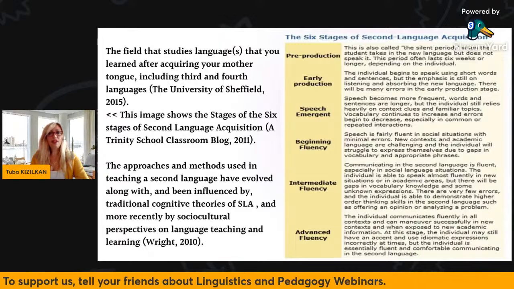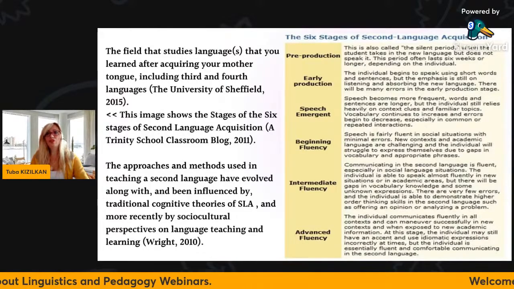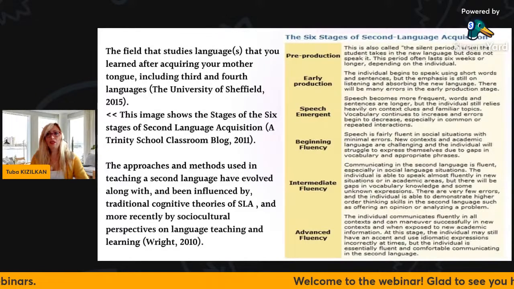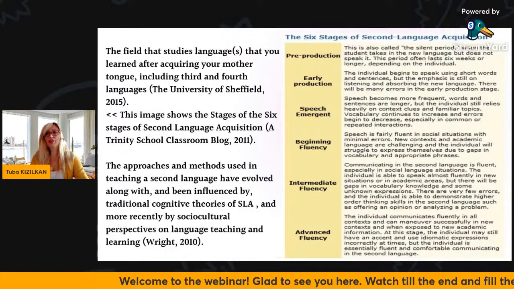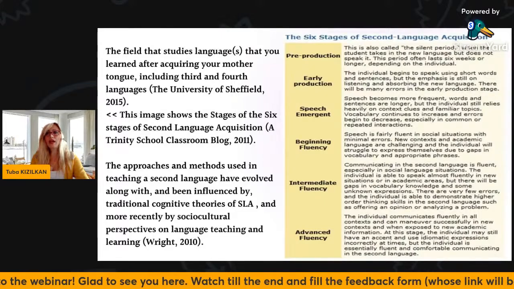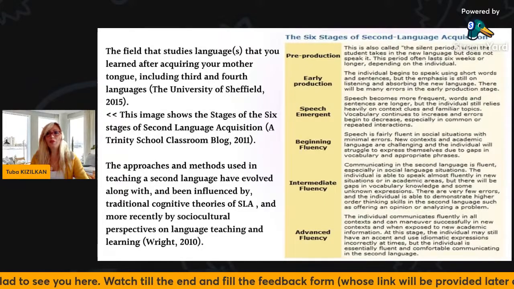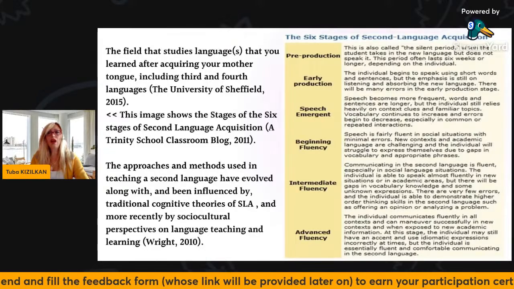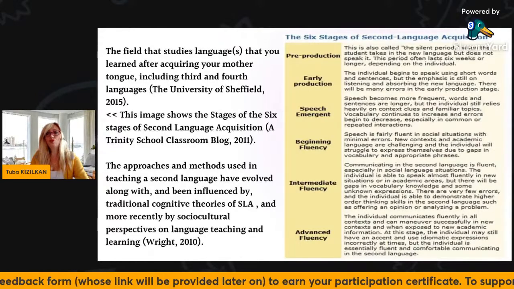And the next stage is called beginning fluency, and the learner is fairly fluent in social situations, and the errors become even less. New contexts and academic knowledge are still challenging for the learner at this stage, and the individual will struggle to express themselves due to gaps in vocabulary and appropriate phrases. So he or she still needs some time to use the appropriate language.